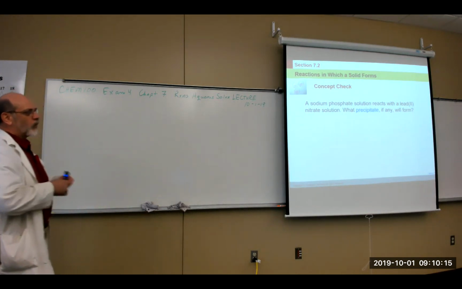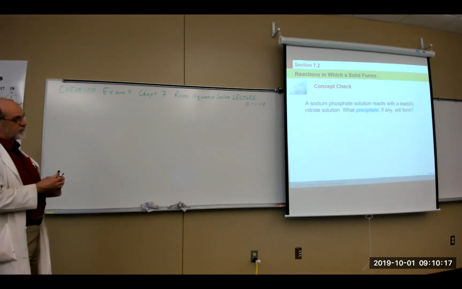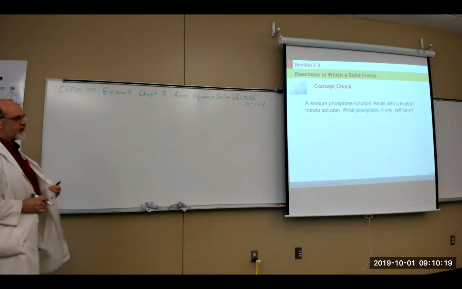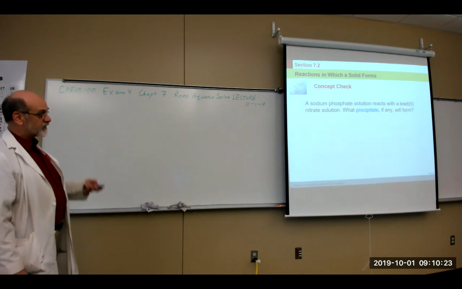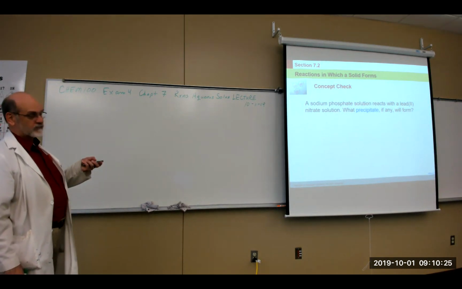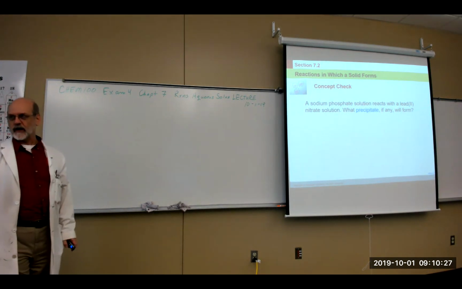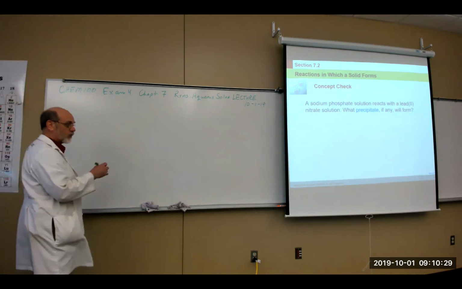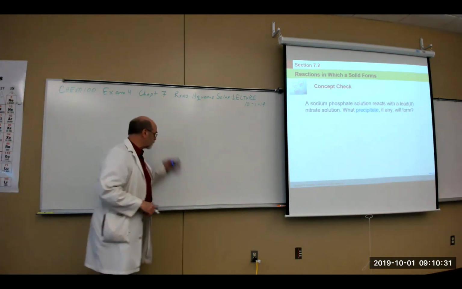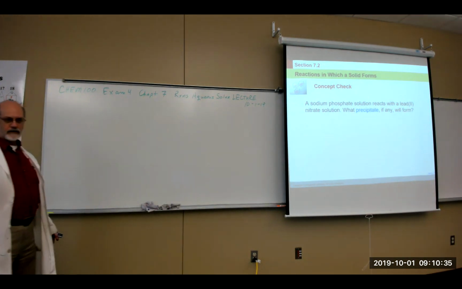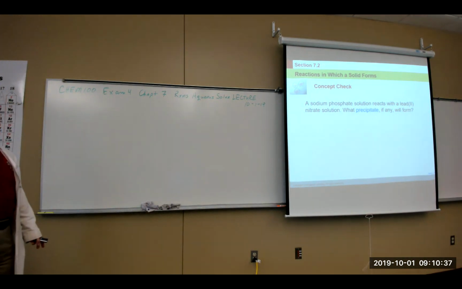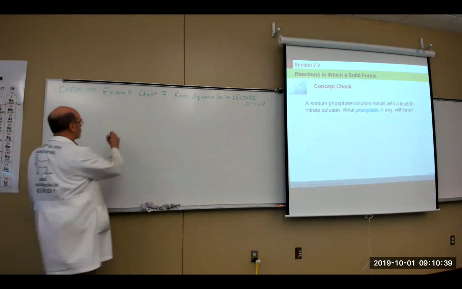So here's a word problem. We're going to react sodium phosphate with lead 2 nitrate. It says they are solutions, which tells you that they are soluble. So what do you have to do? First thing you have to do is write the compound correctly. That's why I hammered nomenclature so hard. You've got to be able to write the compound.